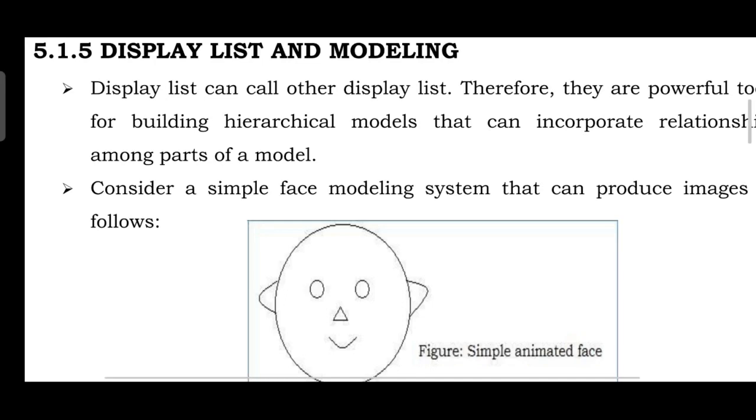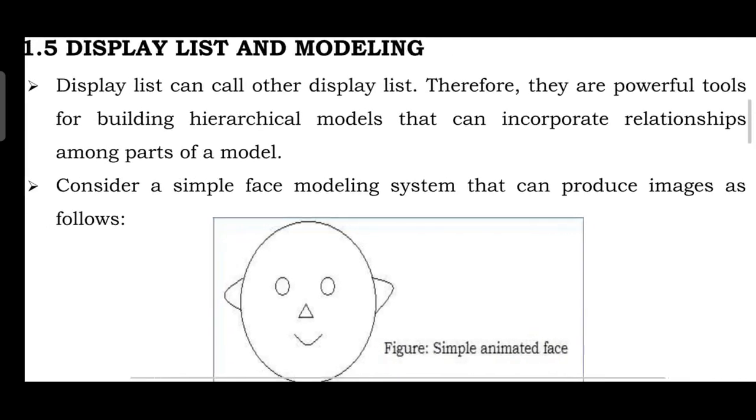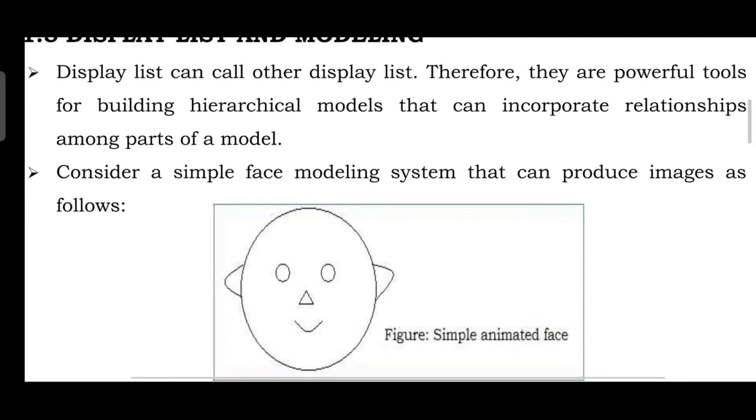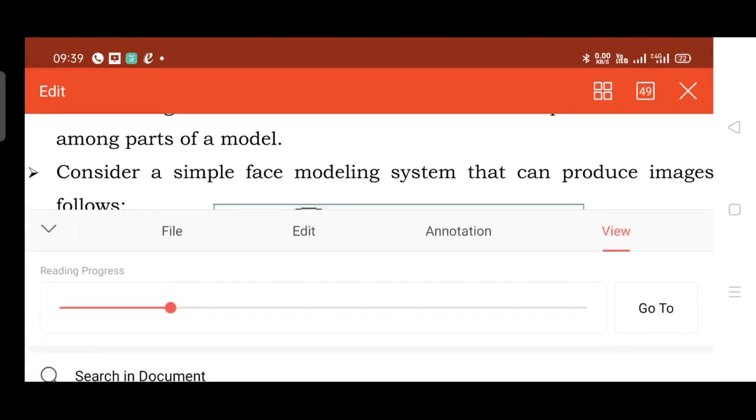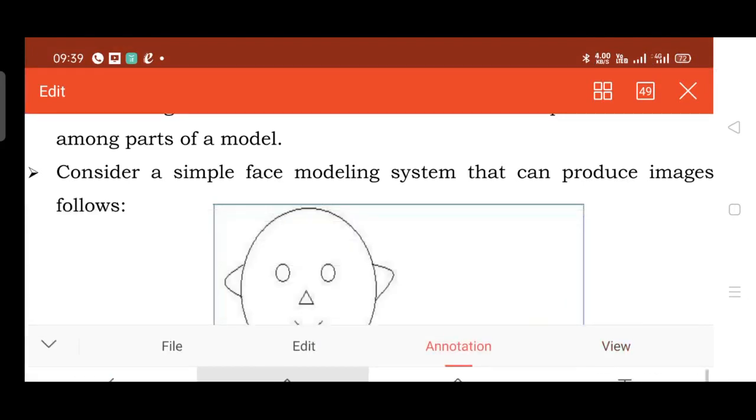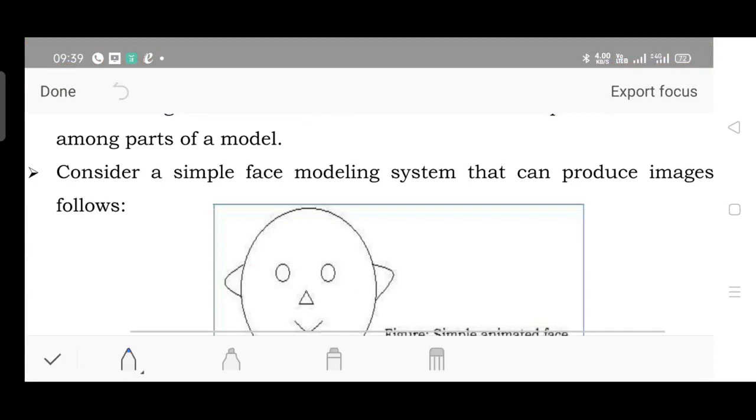Okay. Next, the continuation part of that is display list and its modeling. One display list can call another list. Therefore they are considered a powerful tool for building hierarchical models that can incorporate relationships among the parts of a model. For example, if you want to draw a human face, it contains various parts, as you are aware. So refer to this diagram. Human face contains various parts.